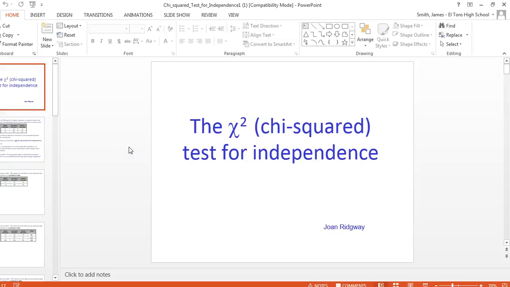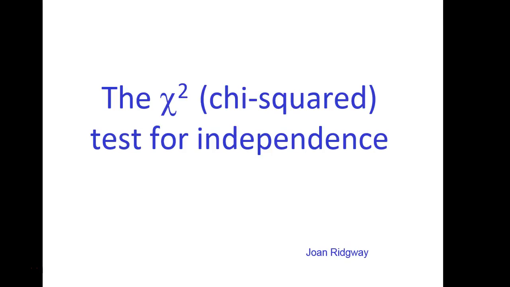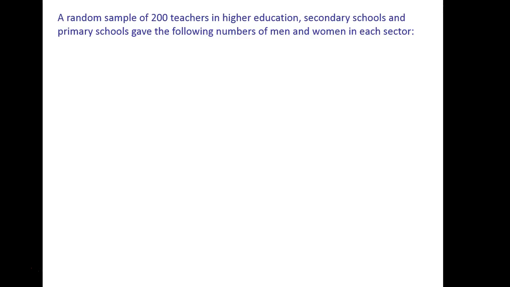All right, this video is all about something called the chi-squared test for independence. So the X that you're seeing right there, that is the Greek letter chi. So this is called the chi-squared test for independence. This is still part of our statistics unit. Basically what we're looking at is a test to determine whether or not two variables are related to each other or if they are independent of each other.